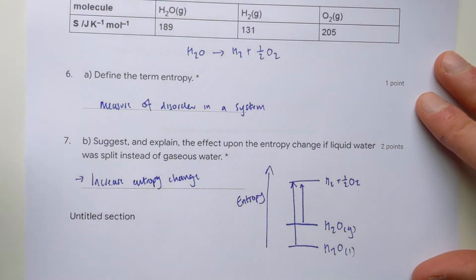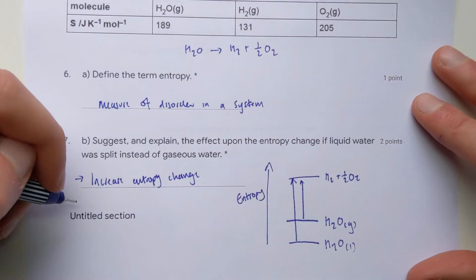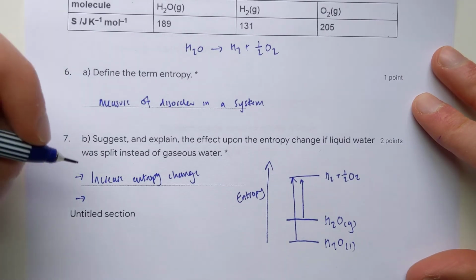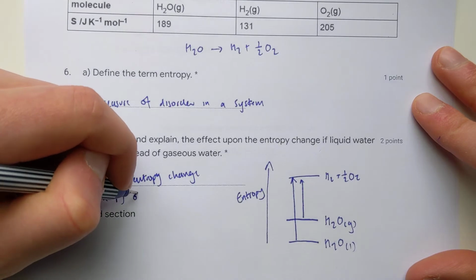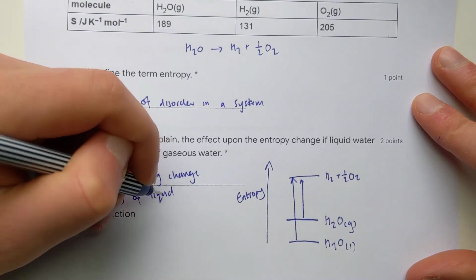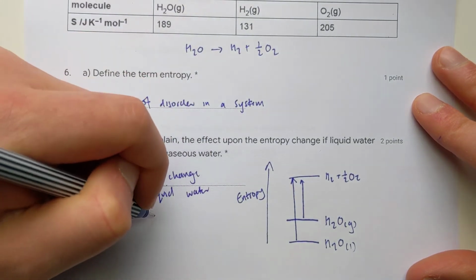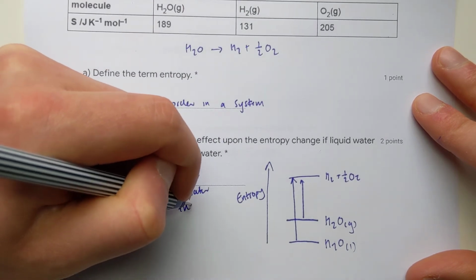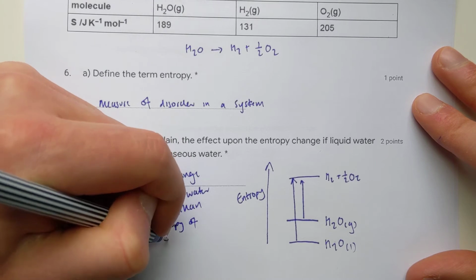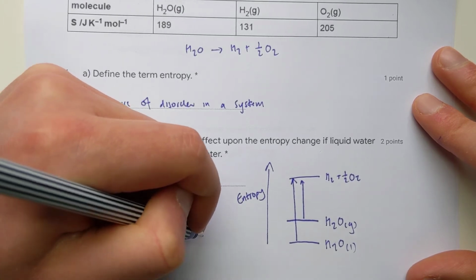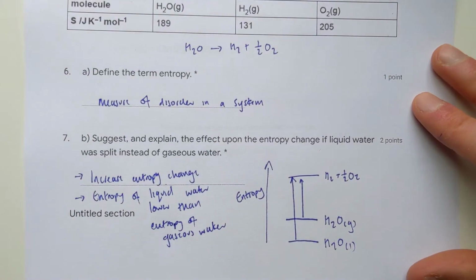And you don't need a really big, long explanation, but basically you're saying the entropy of liquid water is lower than the entropy of gaseous water. And that more or less answers the question.